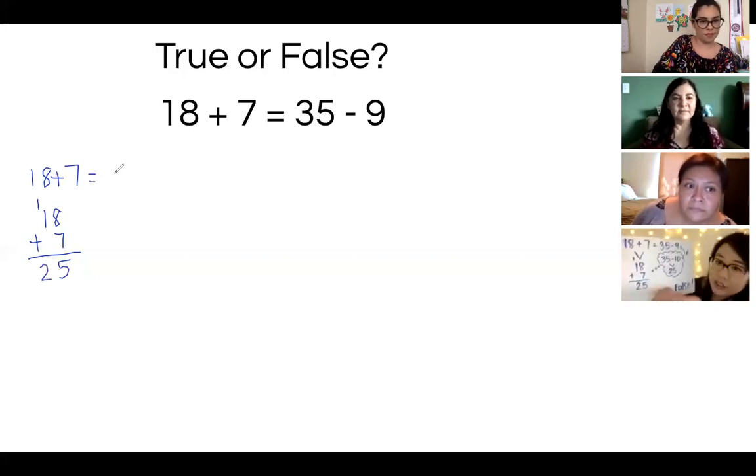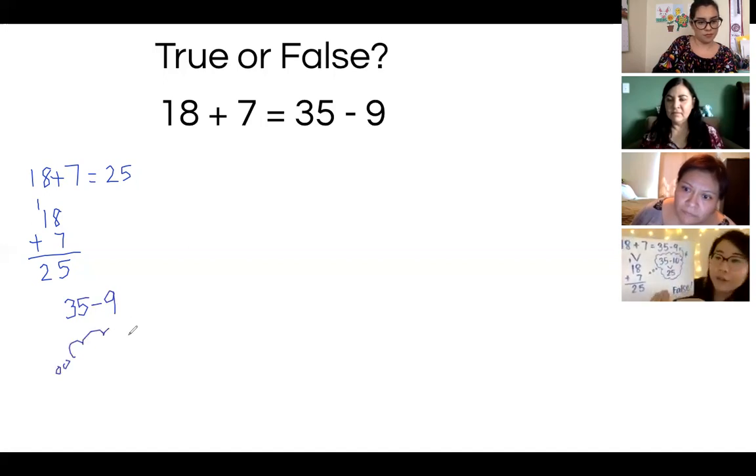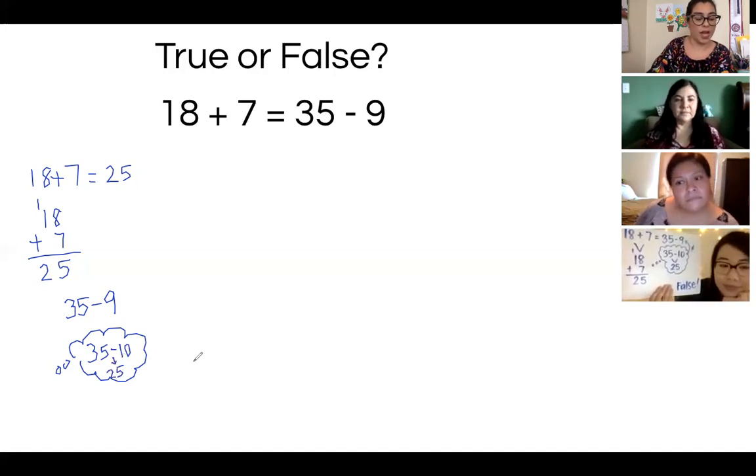And then I was going to do algorithm strategy for this one, but I was like, wait a minute. If this is 25, I know how to get 35 to 25. I know that 35 minus 10 is 25. But this is not 35 minus 10. So I didn't even bother solving 35 minus 9. I just knew that it was false, because it wouldn't have the same answer. What a great strategy to think about.